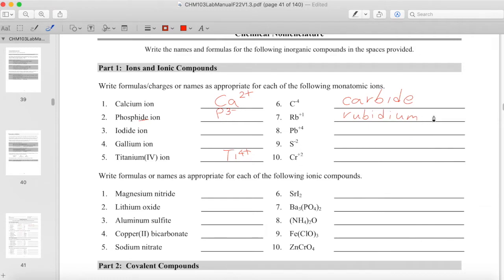And yeah, it's just rubidium. I guess you could add the word ion here. That's kind of what they've done in this section. But the key thing is the name does not change. It just stays rubidium.